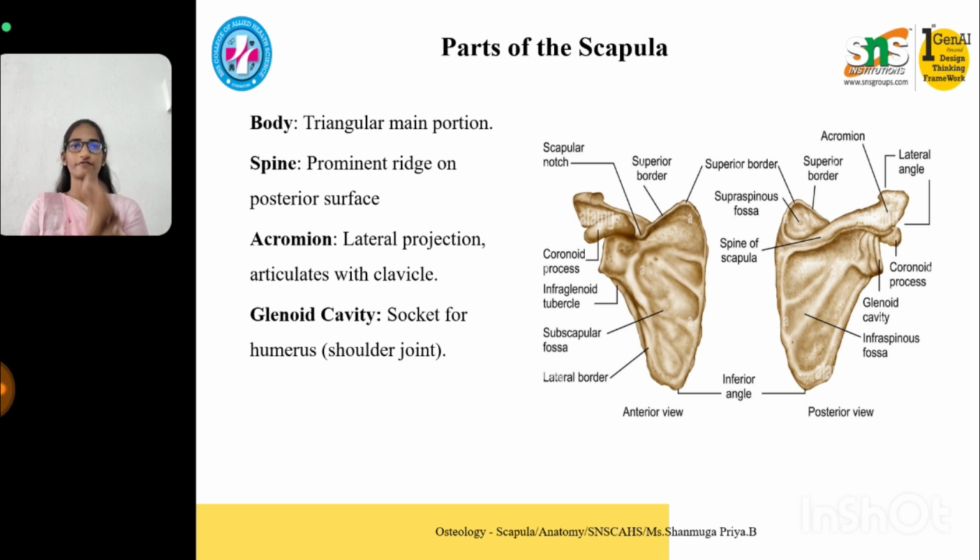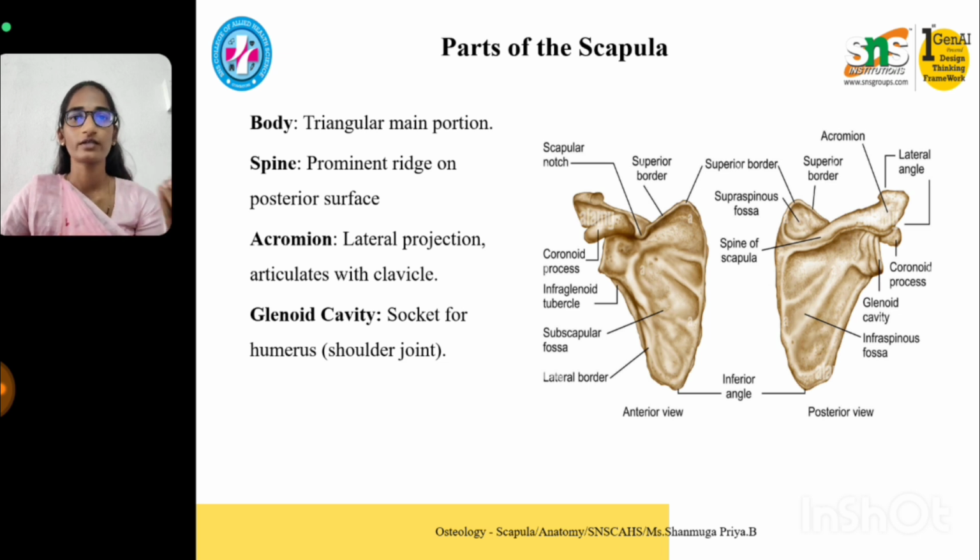Each part has a specific role. The body anchors muscle and spine, and the acromion provides leverage for movement. The glenoid cavity ensures shoulder stability. In the OT, these landmarks guide the surgeons. For instance, during shoulder arthroscopy, the surgeons might insert tools near the glenoid cavity. So you, as an OT technologist, need to know exactly where that is to assist effectively.